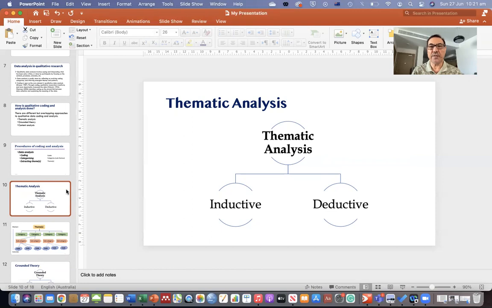Inductively means that you immerse yourself in data and then try to code each segment of the interviews, observations, and documents. And then when you have done the coding of the data, you try to categorize them and find the relationship between categories and extract one or two or three themes. So this is a sort of bottom-up approach, starting from data and then moving up to more abstract levels, which we call categories and themes.